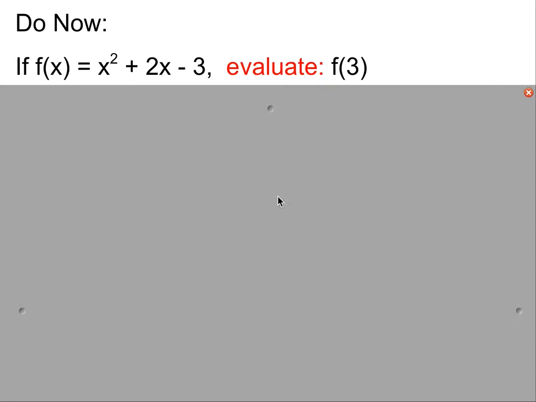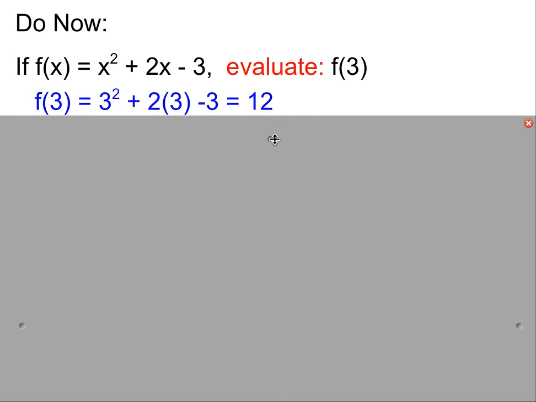Okay, we're going to start with the do now. The first thing you're going to do is find f of 3, which again means you're plugging 3 everywhere you see x. So take a second to do that now. So you should have something that looks like this. 3 squared plus 2 times 3 minus 3, which is 9, plus 6, which is 15, minus 3 is 12.